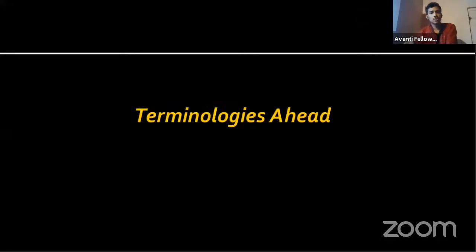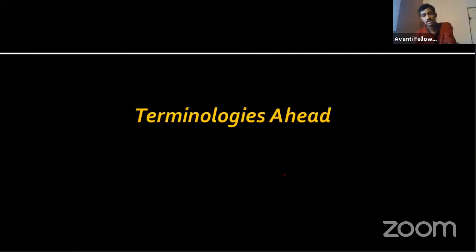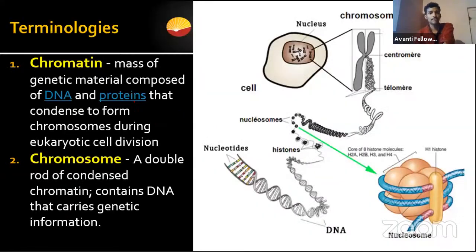Before we start these 3 things, we will learn some terminology. I think some of you know that, but still it's better if I mention it one more time. That's the good thing, right? Then we can save time later on. So the first terminology we are discussing is chromatin, and the second is the meaning of chromosome.